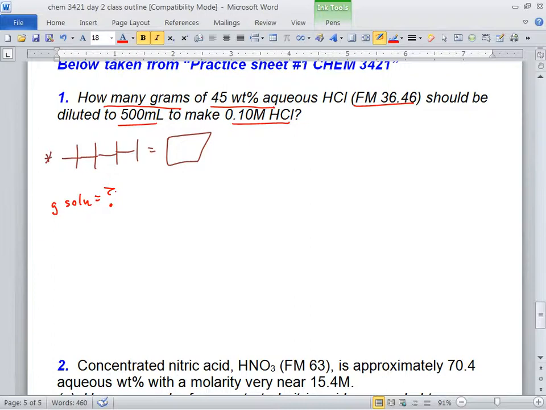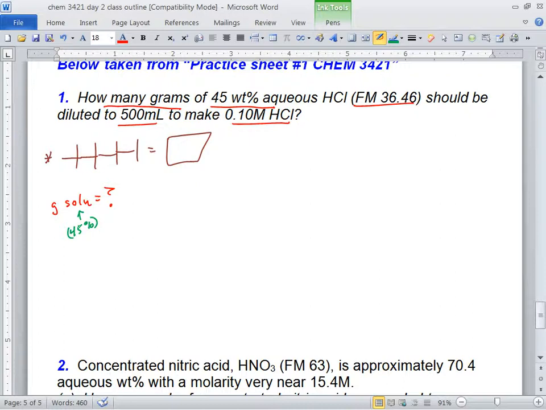All right? And it's actually which solution? The 500 mil one? What concentration is it? What solution are we talking about? Well, we want to end up making that, but this grams of solution we're going to calculate, that's not of the 0.1 molar HCl. It's that 45 weight percent stuff, right? That's the solution that we're trying to find. How many grams of 45 weight percent stuff? So I just want to indicate that somewhere so I know that's the 45 weight percent stuff.